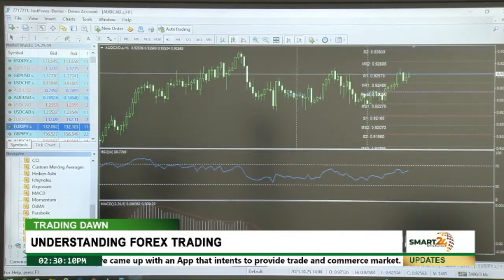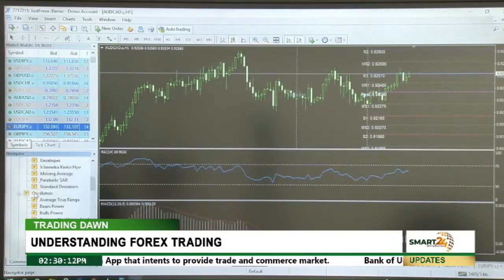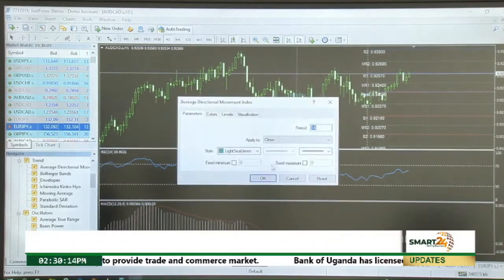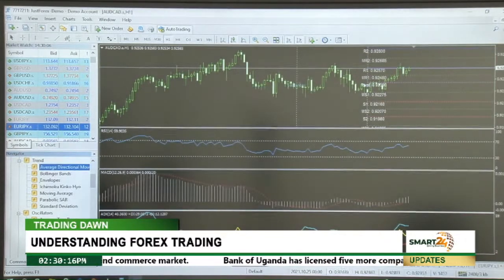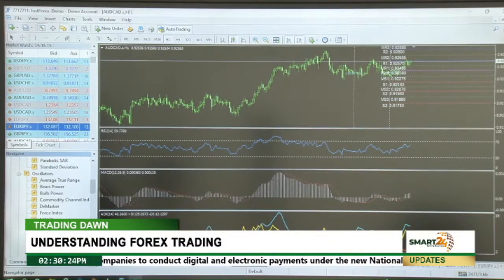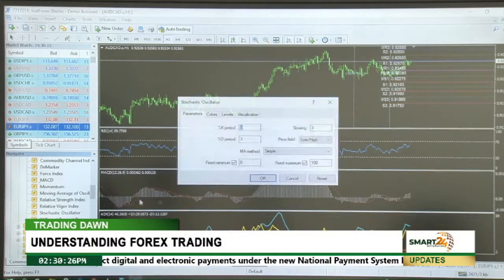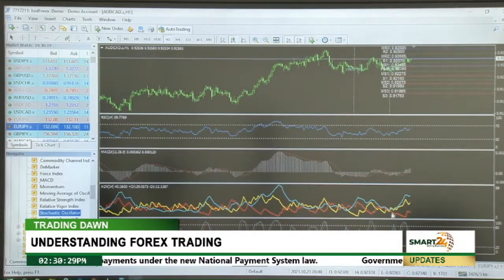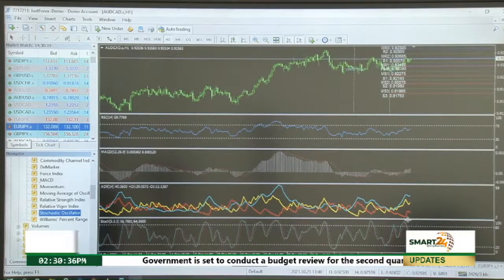So we have the MACD above there. Let me see the ADX. Okay, ADX is bullish, MACD is bullish. We have the RSI. It's not giving a real good signal there. Maybe the stochastic oscillator. Okay, it's safely above 50. It could turn around anytime.